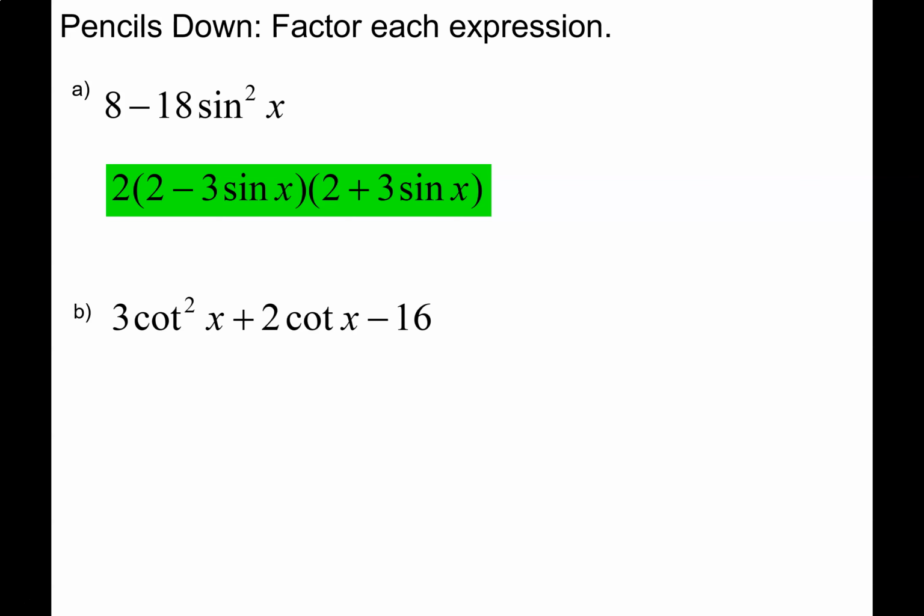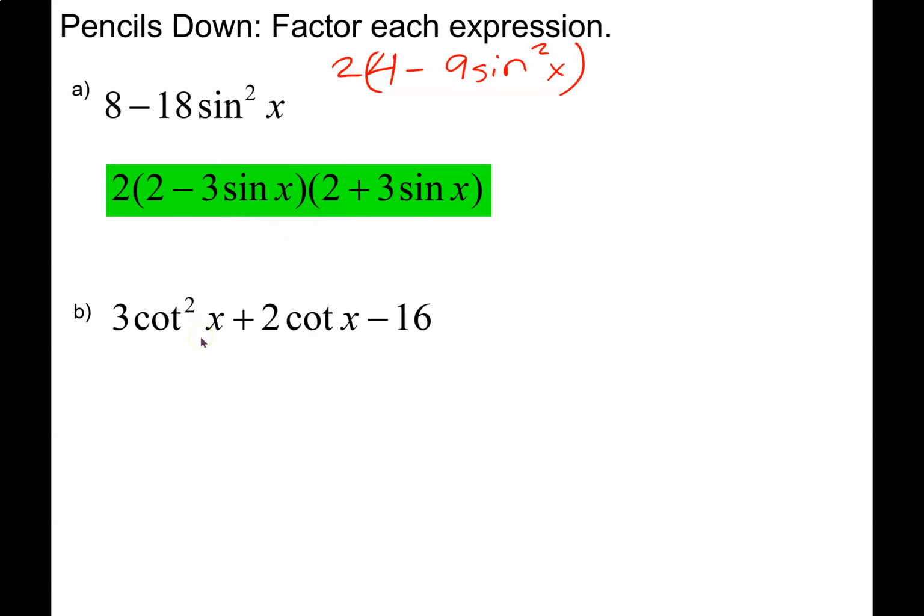Wonderful. Let me do some work over here. All right, so this is where it came from. I factored out the 2 first, and we were left with 4 minus 9 sine squared x. Again, inside these parentheses, you should see that this is differences of two perfect squares. That's why I was able to factor it into this pattern here.